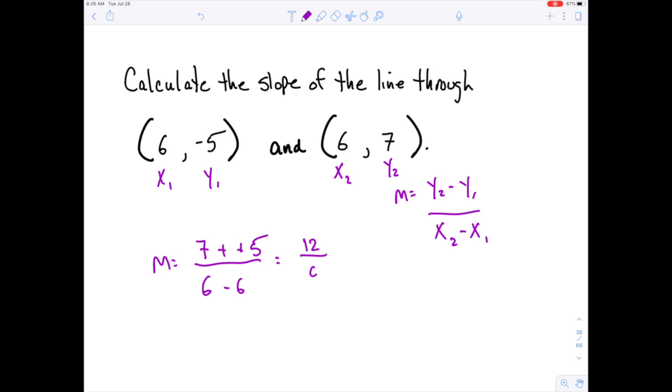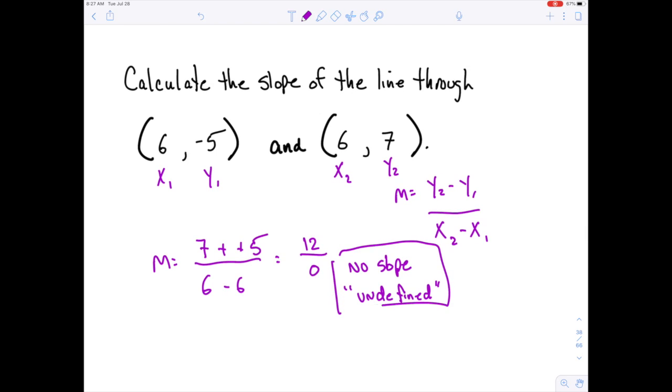6 minus 6 is 0, and we can't divide by 0. So this is going to be one of the two special cases. We're going to go ahead and say this has no slope, or we might use the word undefined. And that's that, right? So sometimes you're going to have things that have no slope, or you're going to have them as being undefined. And that's it.